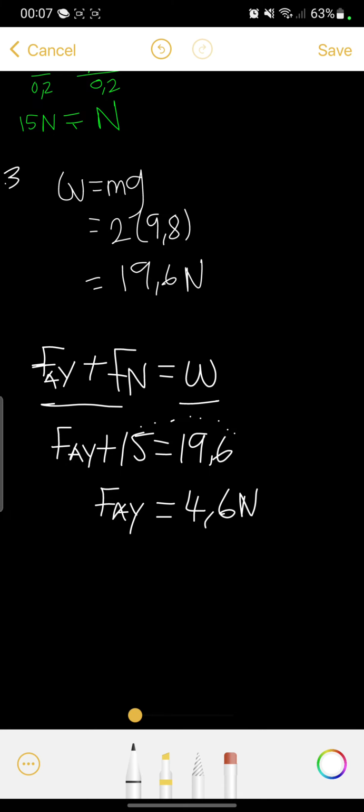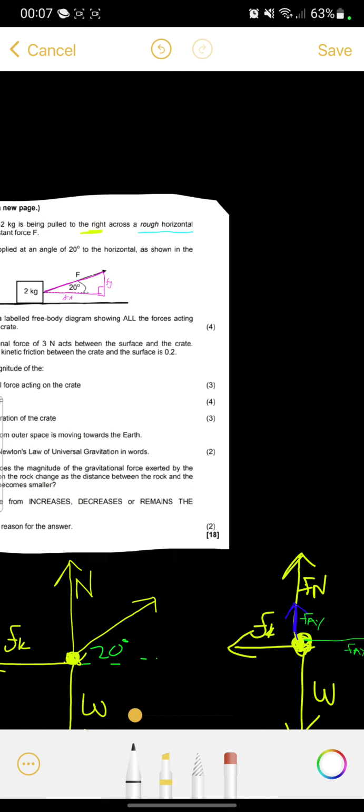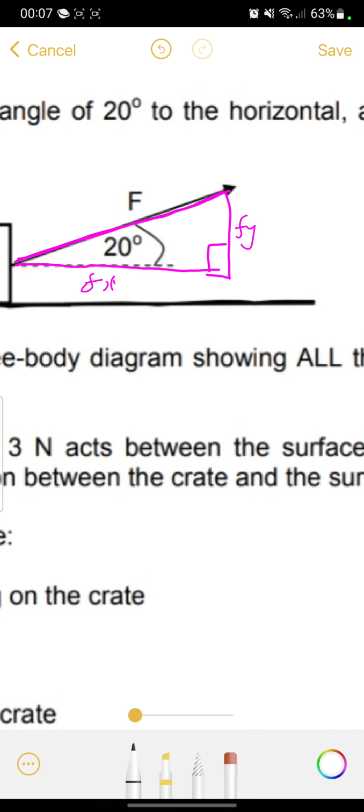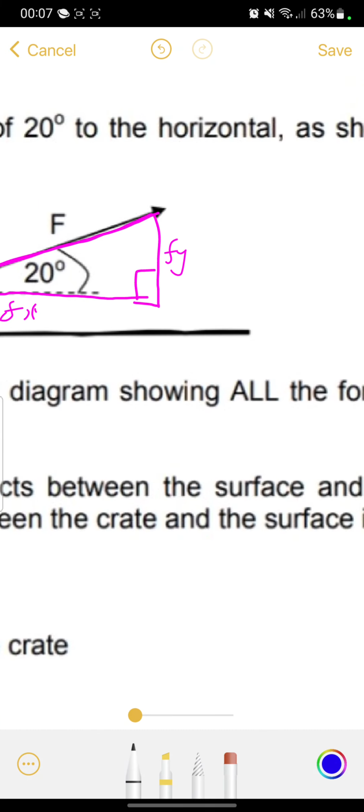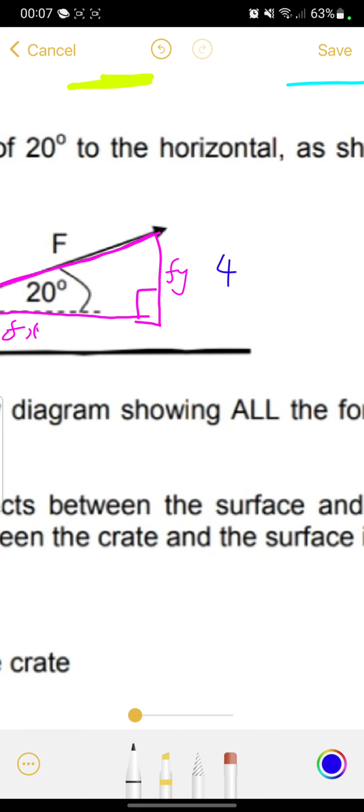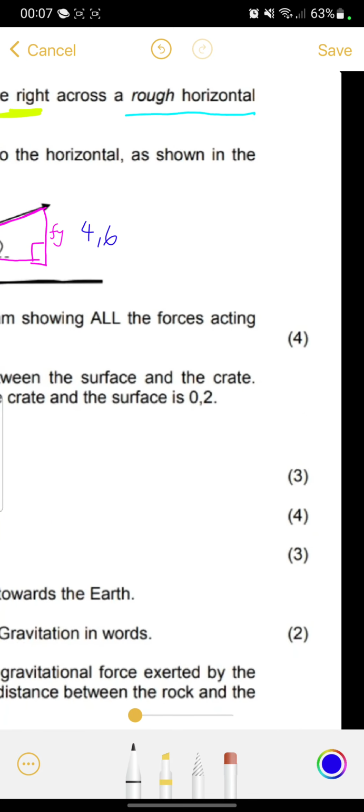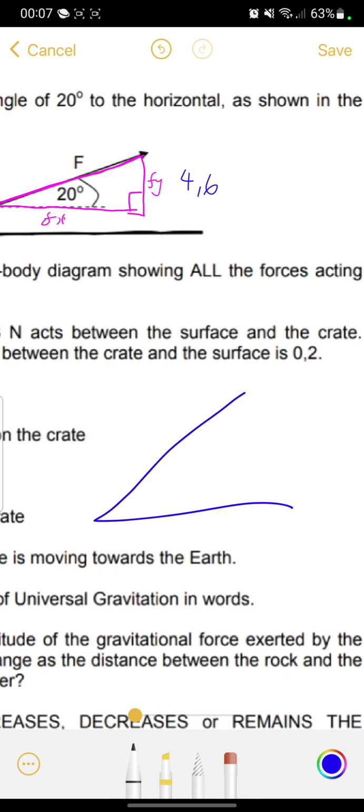So that is our vertical component of this F that we're looking for. So we've gotten the vertical component of it. So we got this as 4.6. So let's just redraw this triangle roughly here. We've got a triangle here. We've got an angle of 20 degrees here. We have F here and we have 4.6 here.